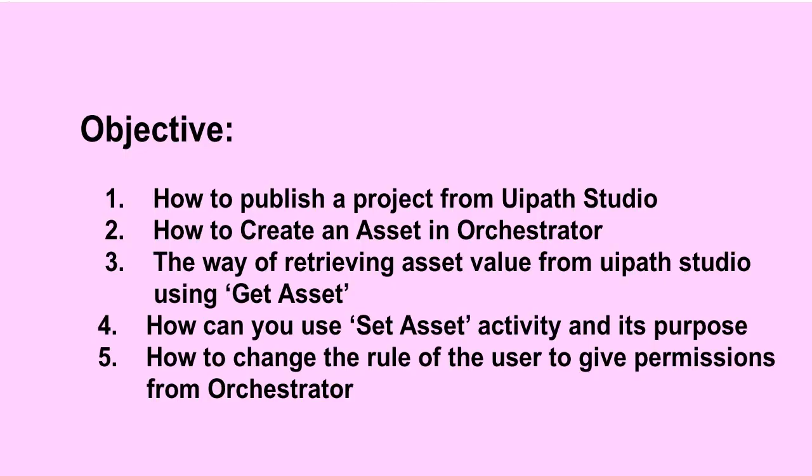So let's look at the objective of today's tutorial. First, how to publish a project from UiPath Studio. Second, how to create an asset in Orchestrator. Third, the way of retrieving an asset value from UiPath Studio using the GetAsset activity. Fourth, how you can use the SetAsset activity and what its purpose is. And last but not least, how to change the role in UiPath Orchestrator to give a specific permission to a specific user. Now let's start today's tutorial.